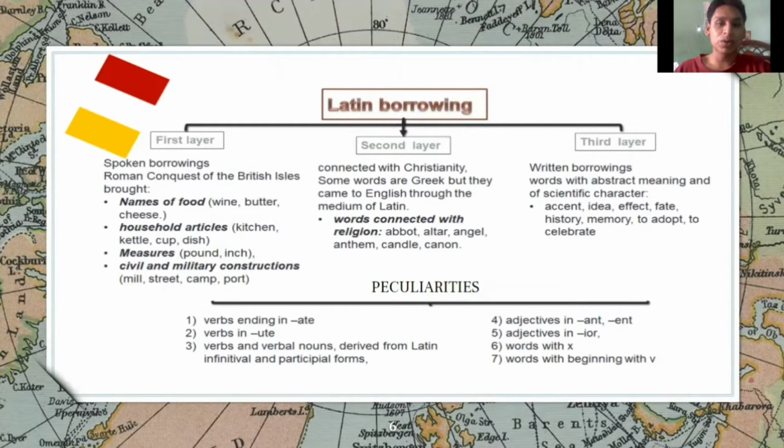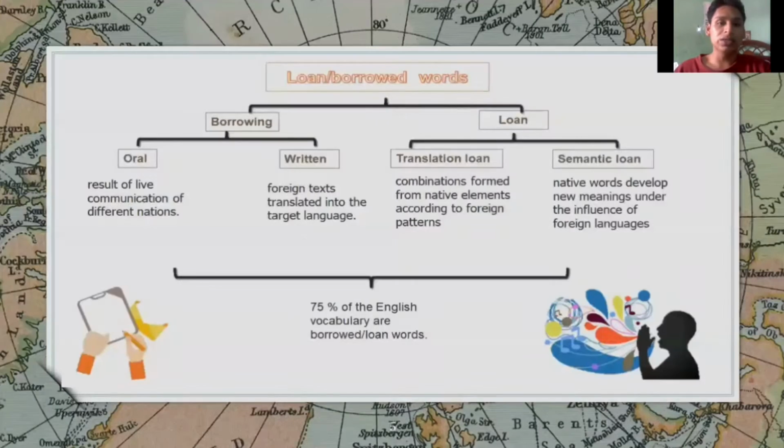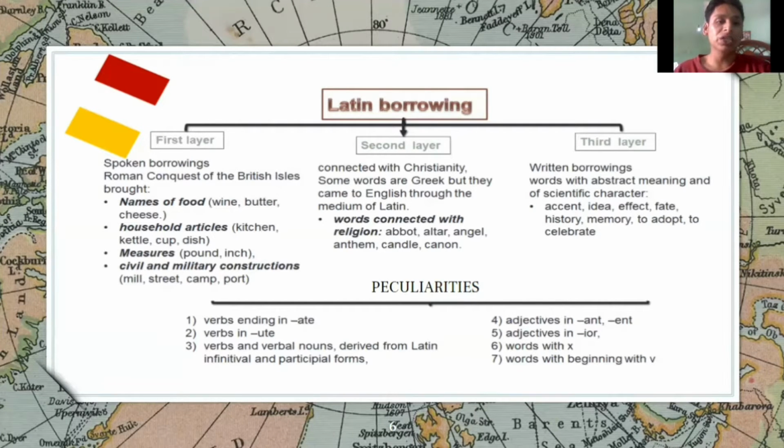Okay, so we have the Latin borrowing. In the Latin borrowing, we have three layers. The first one is spoken borrowing. Let's look back at what spoken or oral borrowing means: it is the result of live communication of different nations. The Roman conquest of the British island brought names of food like wine, butter, and cheese, household articles like kitchen, kettle, cup, and dish, measures like pound, inch, and civil and military constructions like mile, street, wall, and port.